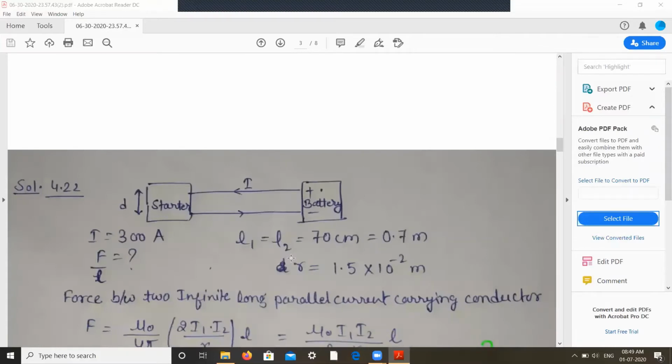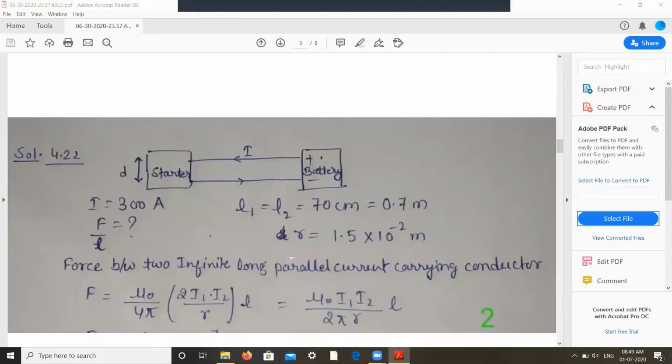This is the relevant diagram. I have shown a block with a starter of the automobile, and another block represents the battery. The direction of current in the two wires, one is outgoing current, one is inward current. So the direction of current is reversed in the two wires. If the current is in opposite direction, then obviously it's a case of repulsion. So one question is answered with the idea that if the current is opposite in direction, there must be repulsion. Also, I is given, L is given, and the distance between the two wires is given, which is represented with D or R.